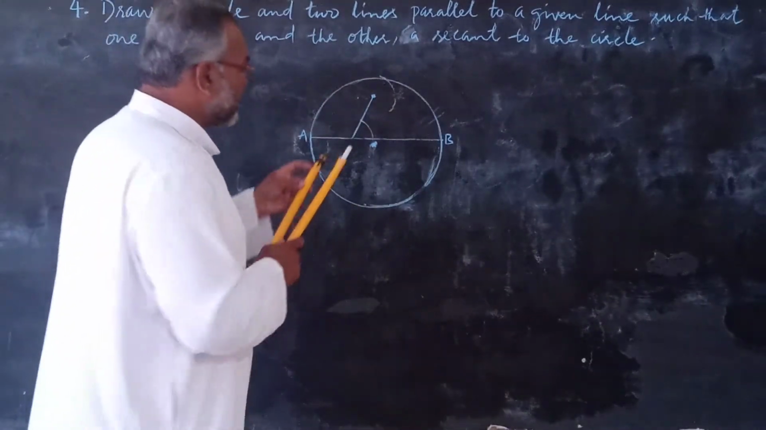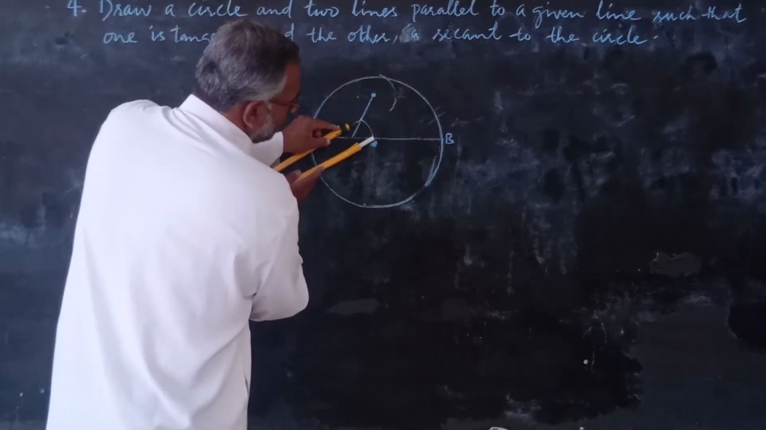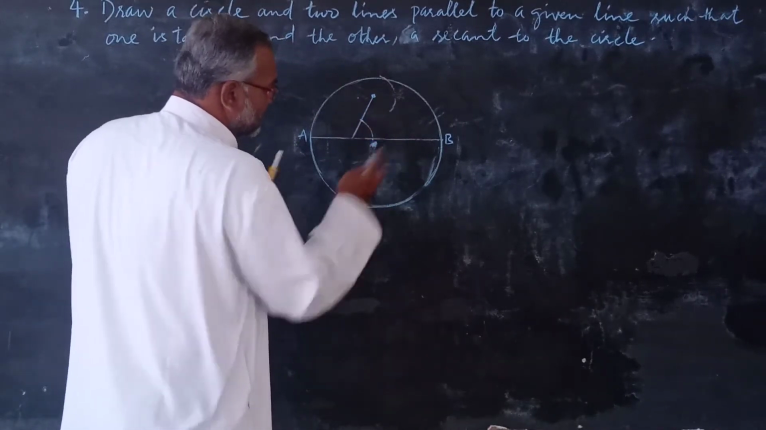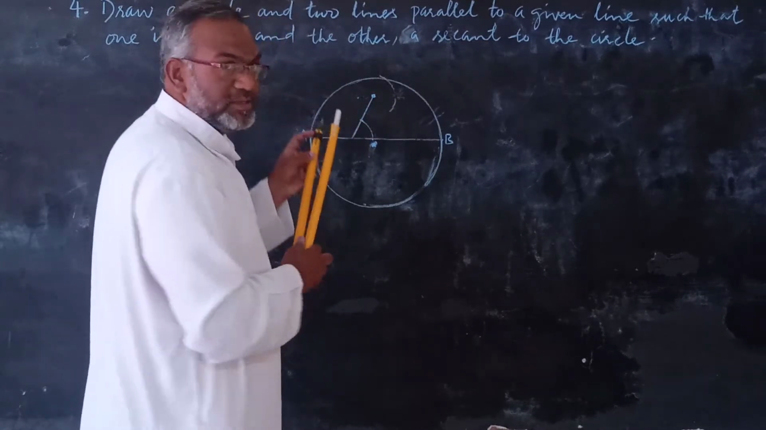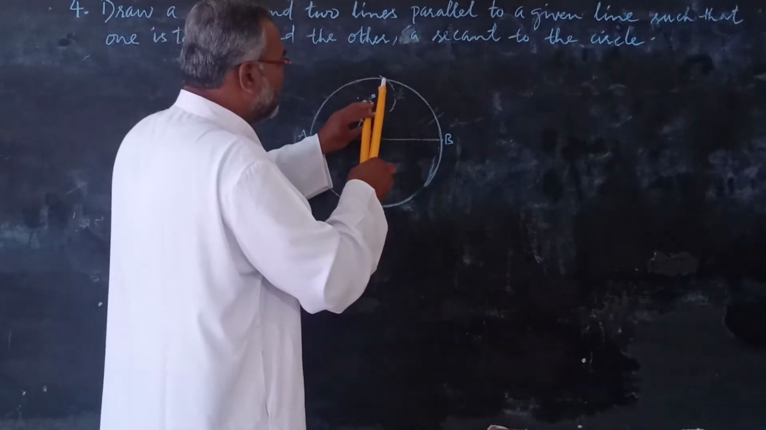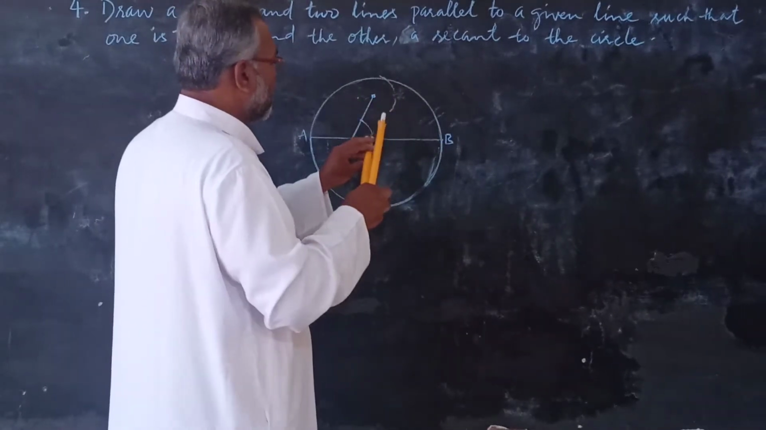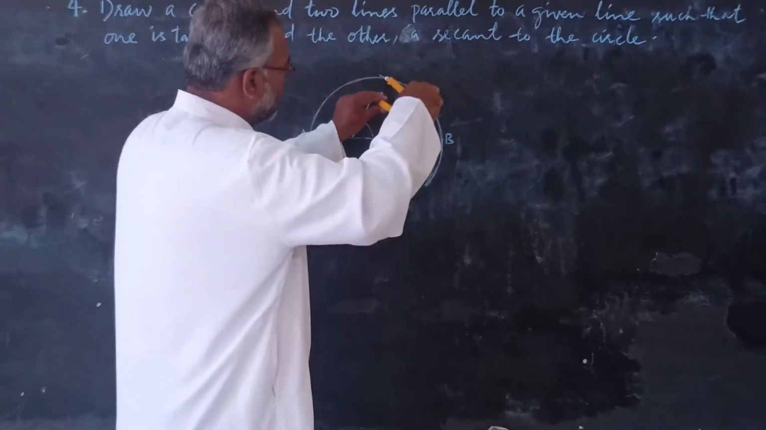An angle is drawn through this point also, right? Okay. Now take this distance, the distance between this point and this point. Fix this distance, it is already there. Then keep this here and cut this line. Sorry, keep it here. This line is drawn already.